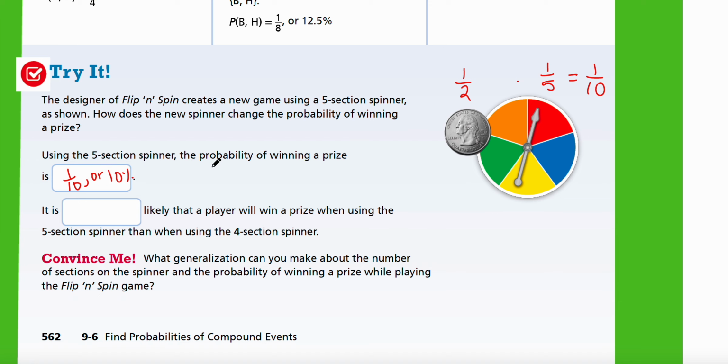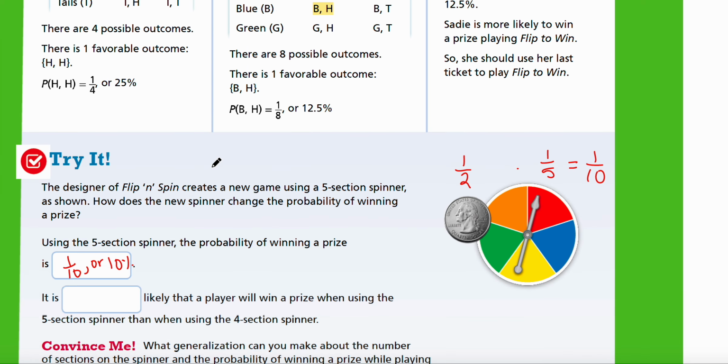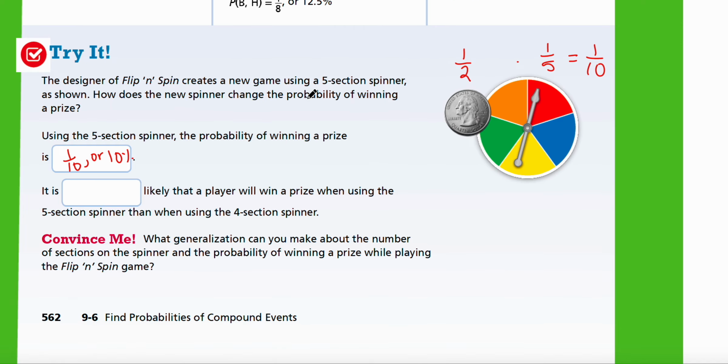Is it more likely or less likely that they'll win a prize? So compared to 1 over 8, it is less likely, right? So it's less likely that a player would win a prize when using the 5-section spinner than when using the 4-section spinner, because there are more outcomes, but we still have one favorable outcome. So convince me, what generalization can you make about the number of sections of the spinner and the probability of winning a prize while playing the Flip and Spin game?